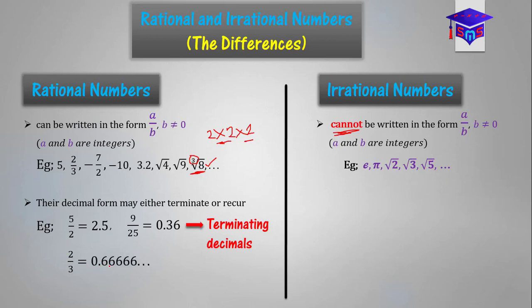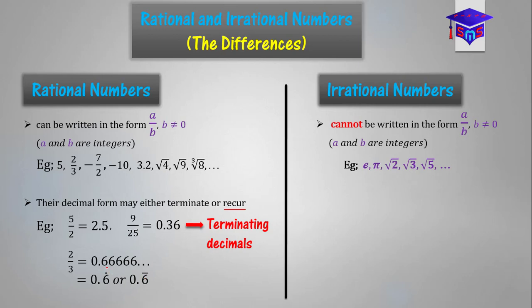going to get 0.66666. It keeps repeating. It has no end. That's what we refer to as recurring. It does not end. It continues to infinity. And so we can write this in this form, 0.6 with a dot on top, or 0.6 with a bar on top of the number that is repeating.